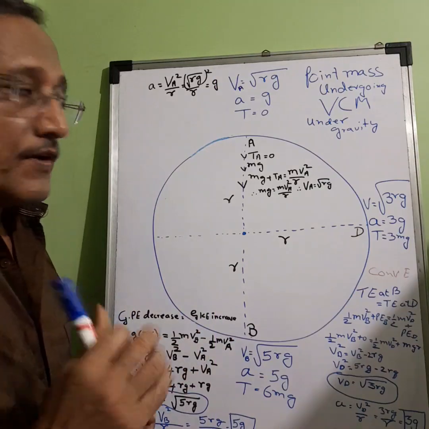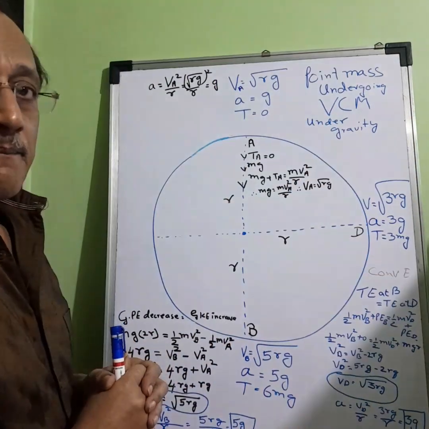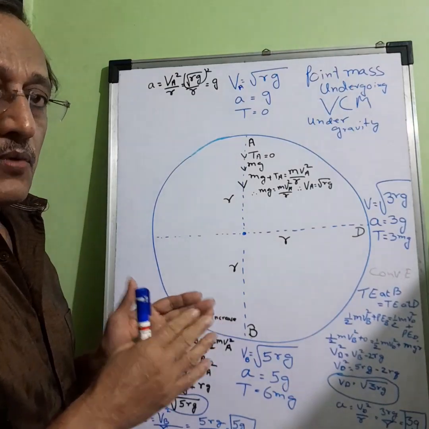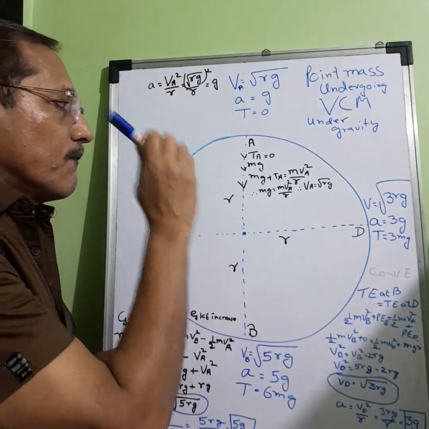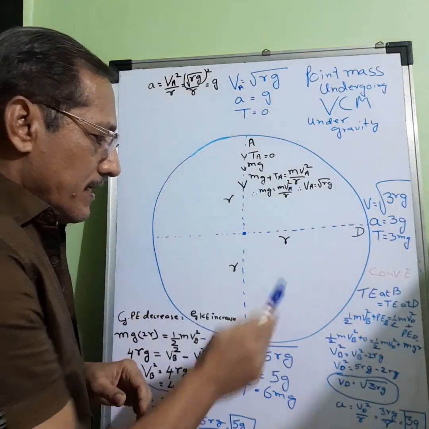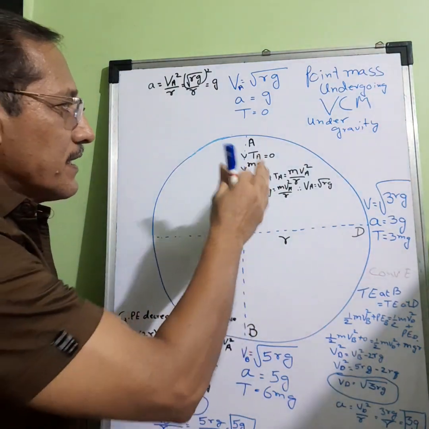In continuation to our video on VCM, here we are going to derive the formula for velocity at A, D and B. So let's begin with A.